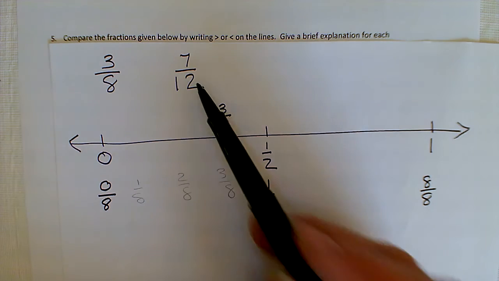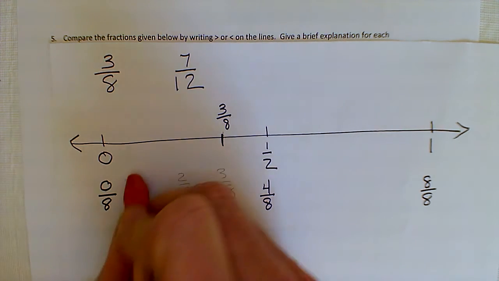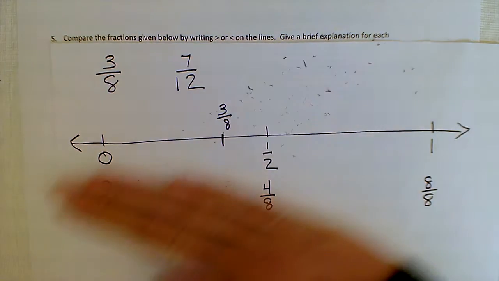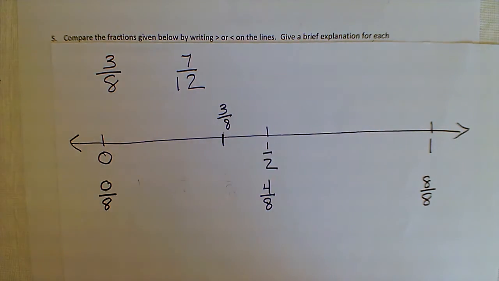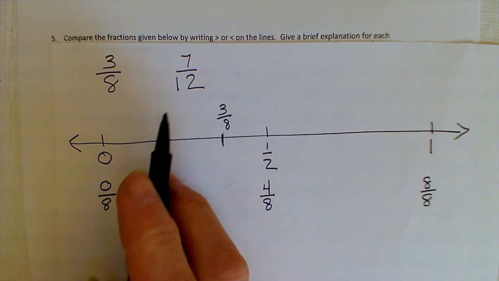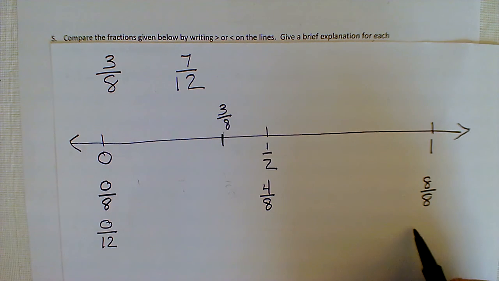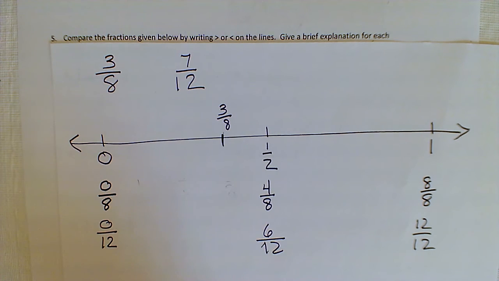Now let's go ahead and take a look at 7/12. If I wanted to look at these benchmarks, I'm just going to erase this so our page is a little bit less confusing, a little bit more clear. So if I have 12ths, let's turn our benchmarks into 12ths. So I'd have 0/12, 12/12, and again, half of 12 is going to be 6. So now that 6/12 is equivalent to 1/2.